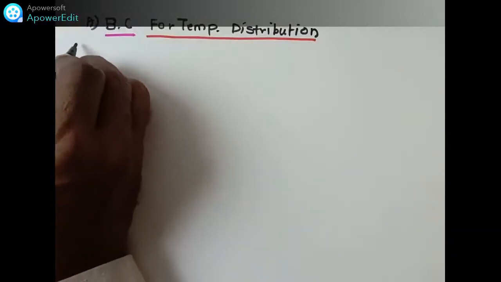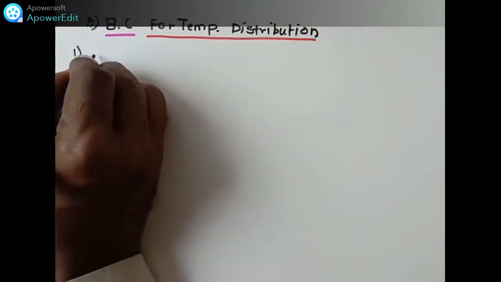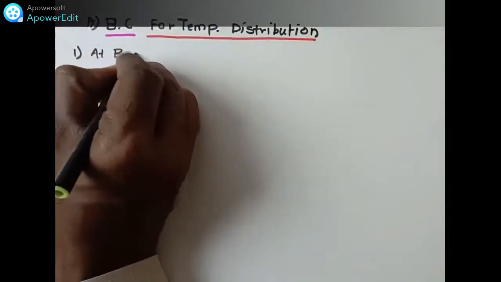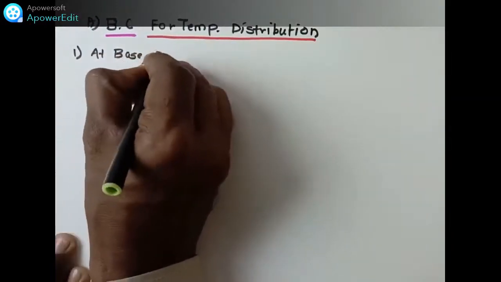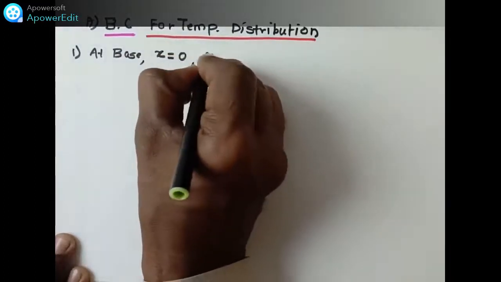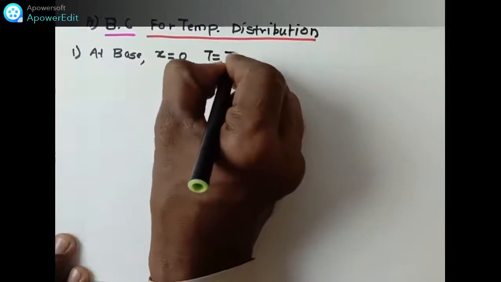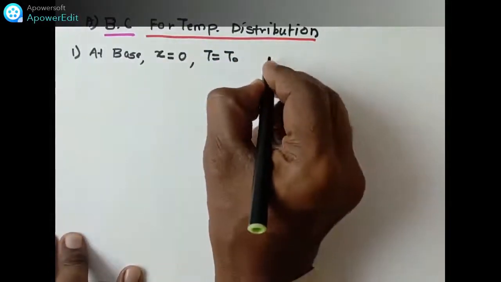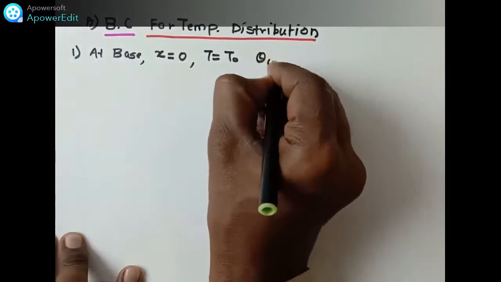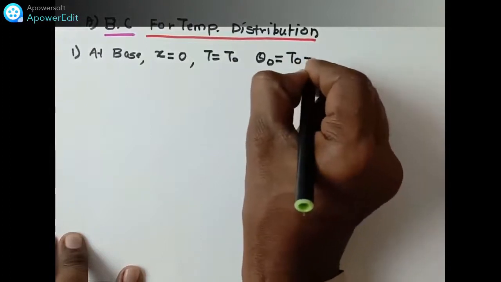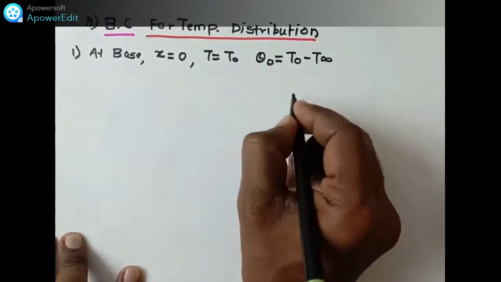So at the base, x will be equal to 0 and the temperature of the fin surface will be considered as T0. Then theta 0, means the temperature gradient at the base, will be what? T0 minus T infinity.